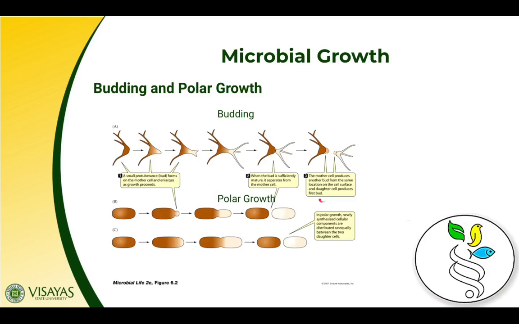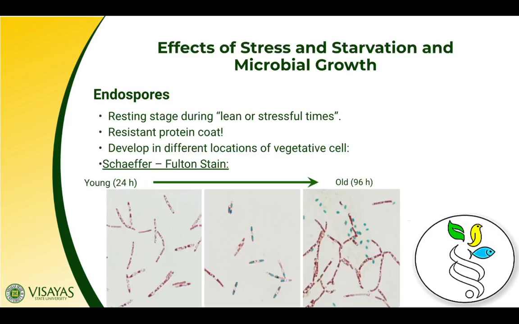Now, when there is a low concentration of nutrients in the environment, and the condition is not really conducive for their growth, microorganisms become stressed and they become starved. Okay? And so this will affect the microbial growth. And so in order for them to still survive, what they opt to do is to cease their metabolic processes, but still keep their genetic materials intact. How do they do it?